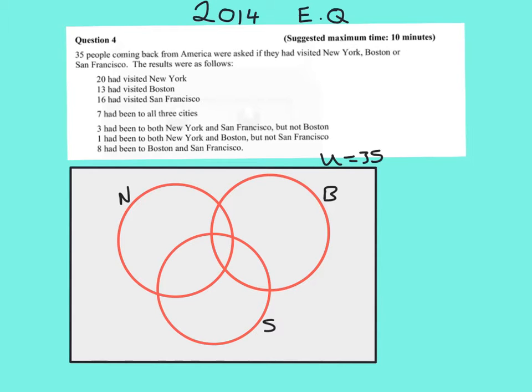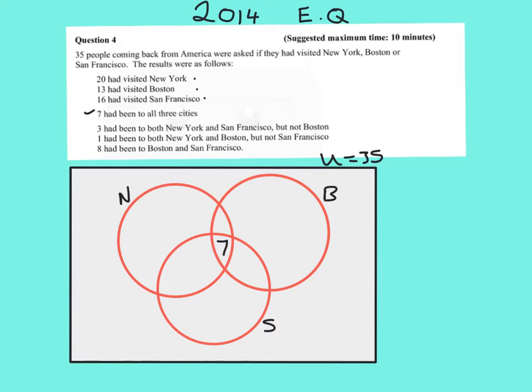Okay, first of all, I can see they've given me how many have been in each city. I really want to find out my very, very centre region here. That's the most important thing to find out first, if I can. And I can see that they have this here. So 7 had been to all 3 cities. So 7 goes in there, and I can tick that off.